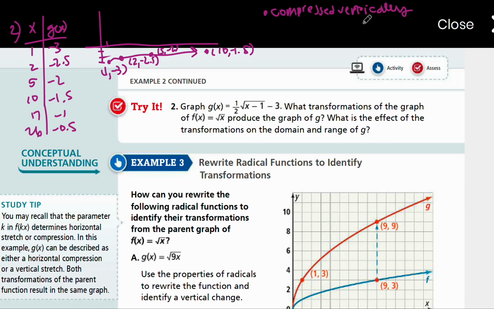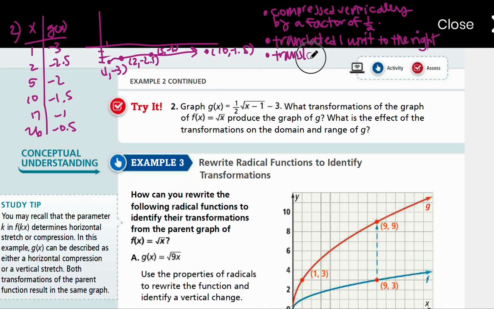vertically by a factor of 1/2. And then what about h? Yeah, translated 1 unit to the right. And then translated 3 units down.